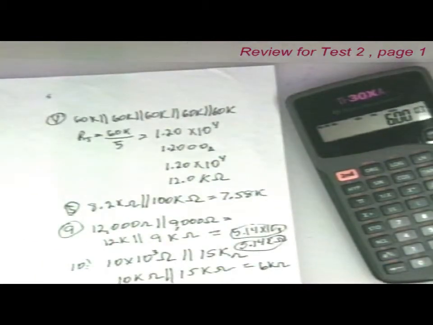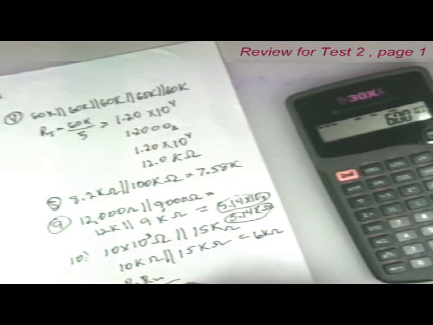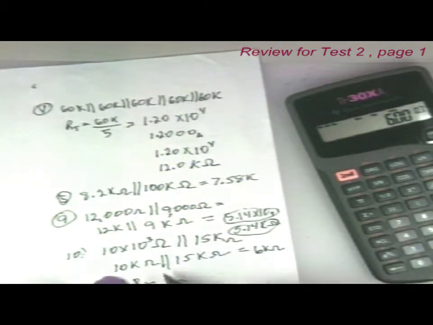Okay, let's just go ahead and work that using the product over the sum. We could have just done it again, but I just want you to see that both these formulas turn out to be the same. Product over the sum is R1, R2, divided by the sum of R1 plus R2, and that equals, what do we have here?